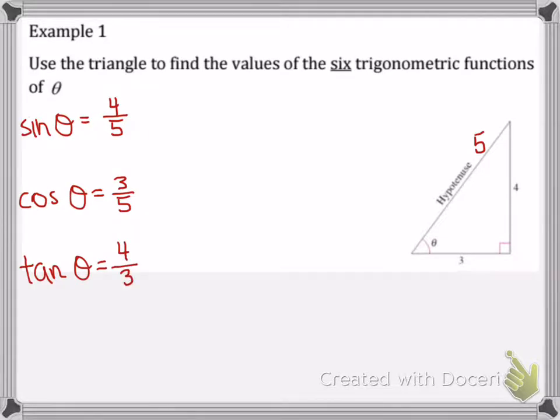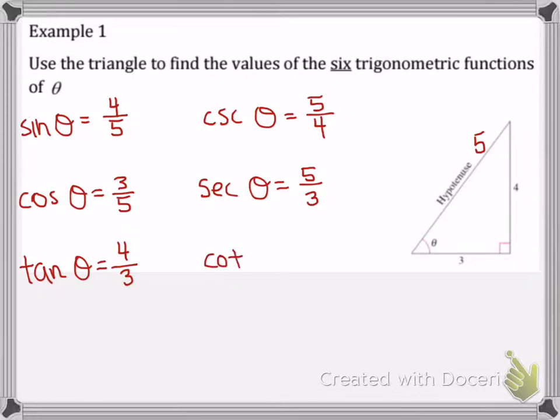Now for the other 3, I have cosecant equals hypotenuse over opposite, or the reciprocal of sine. Secant equals hypotenuse over adjacent, or the reciprocal of cosine. And cotangent equals adjacent over opposite, which is the reciprocal of tangent.